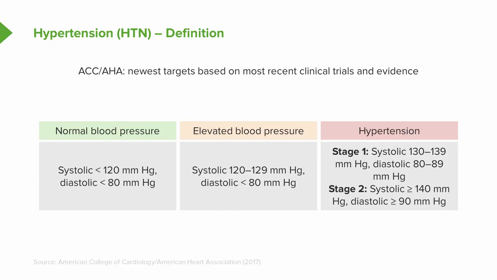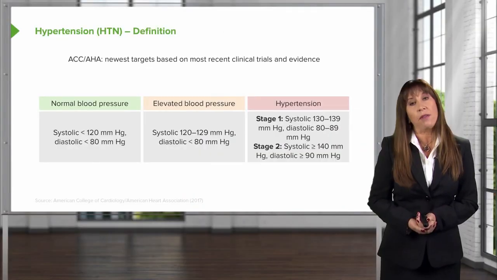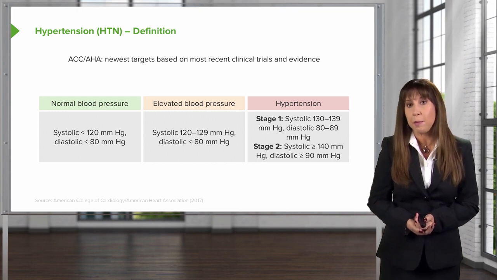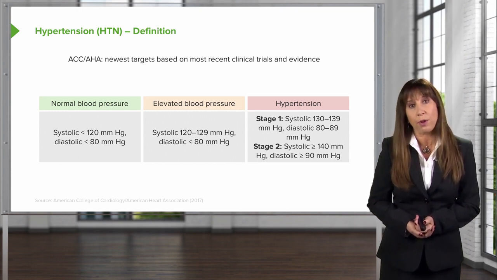Stage 2 by the ACC and AHA is considered a systolic greater than or equal to 140 and a diastolic greater than or equal to 90. Now, these are updated targets, and I want you to stay tuned because as new data comes in, these might be moving targets for you.